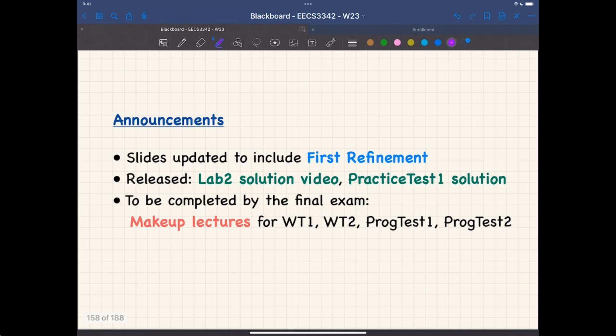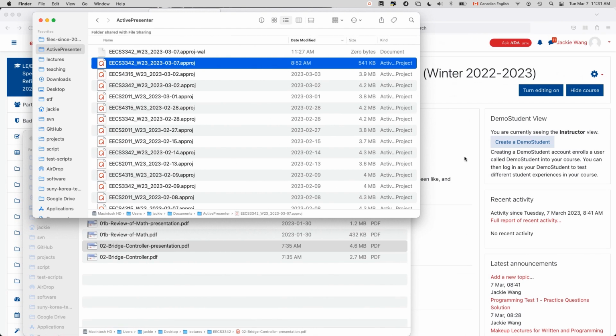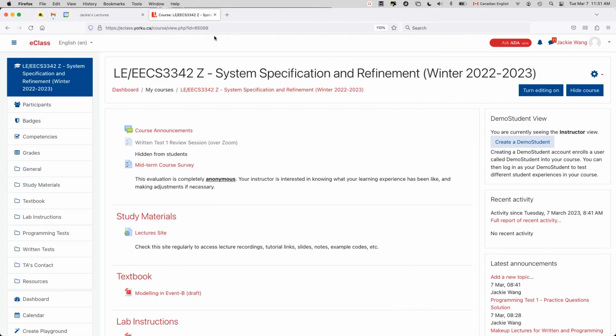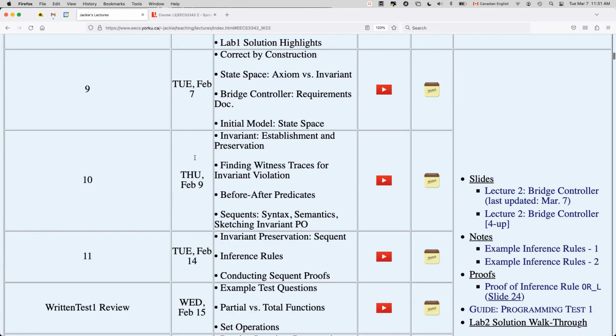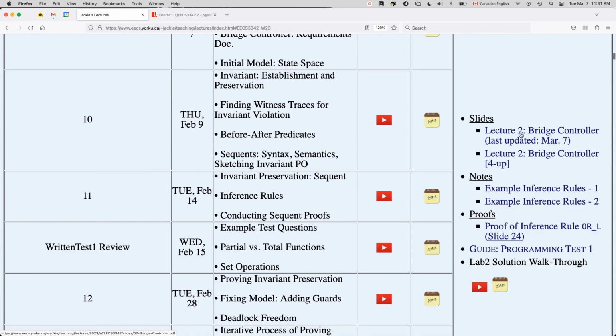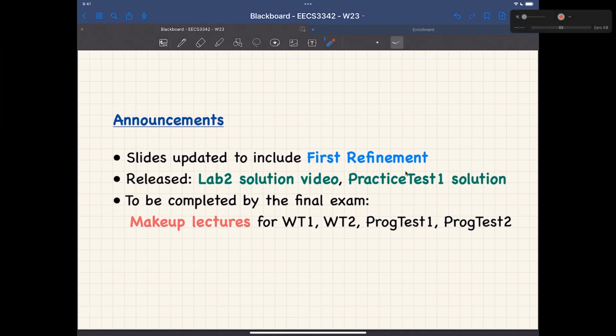All right, for your slides on the lecture site, that one has been updated. We're going to start talking about the first refinements of the bridge controller today. So make sure you go to the same link, refresh your browser, and download the latest slides. That should cover all the way until the end of the first refinement I'll show you. It was just updated today. Click on that, re-download it, or reload it on your tablets if you want to take notes.